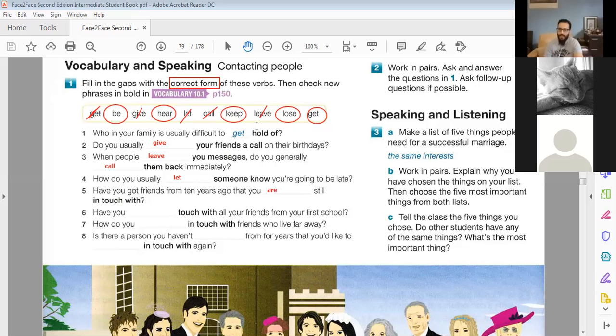Let me cross B. Have you lose touch with all your friends from your first school? Okay, and what about the verb form? Do we change anything? No, it's correct. The verb you chose is correct.